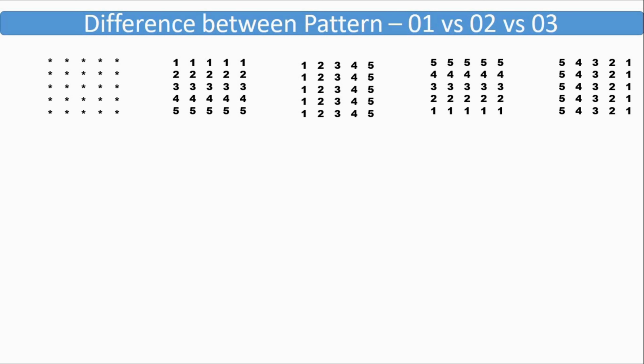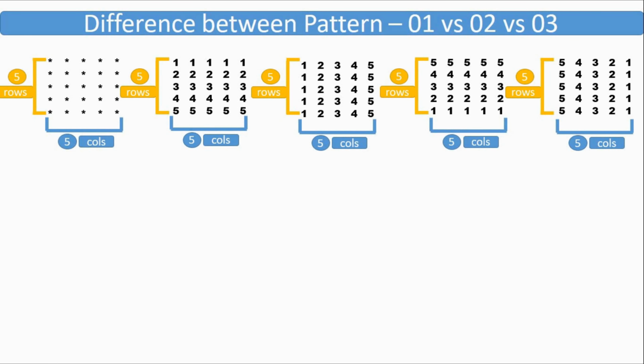First of all, we can see here the number of rows and number of columns are the same, that is 5. This means the basic information, which is the number of outer loop and inner loop runs, we can get from here, and we will then discuss the third basic information, what to print. For example, here the number of rows is 5, so our outer loop will run 5 times for all patterns. The inner loop columns are also 5, so the inner loop will run 5 times for all patterns.